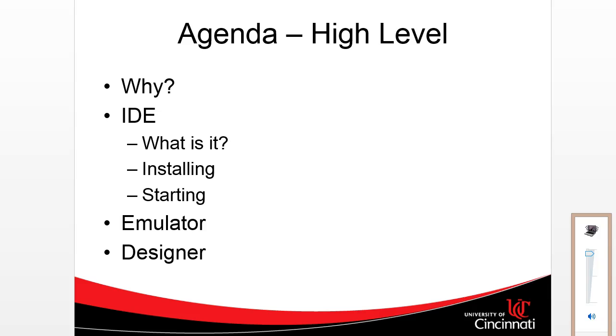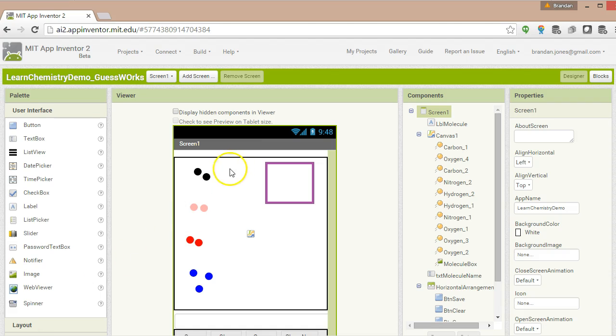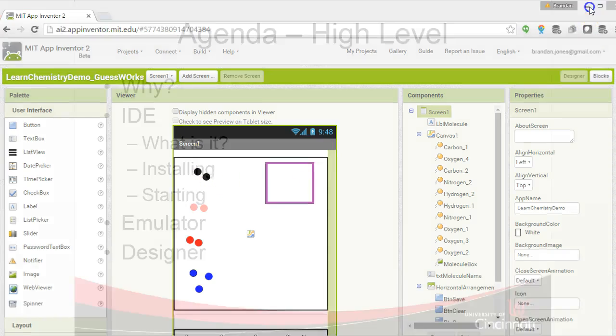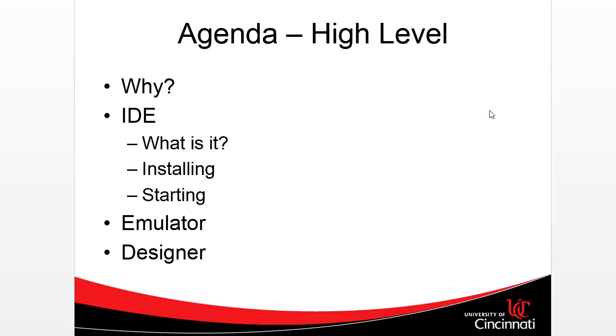That would be a nice option, but the trick is that AppInventor, in being a simpler interface than Android Studio, also can't do as much as Android Studio. We get to a point where we can write a very nice application like our learning chemistry example, and we can put it together very quickly. But then we want to do other things.